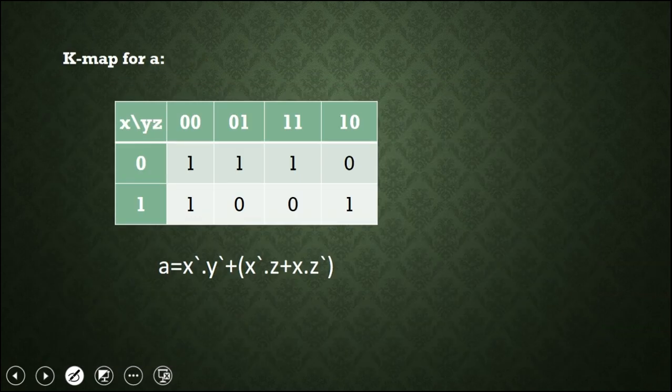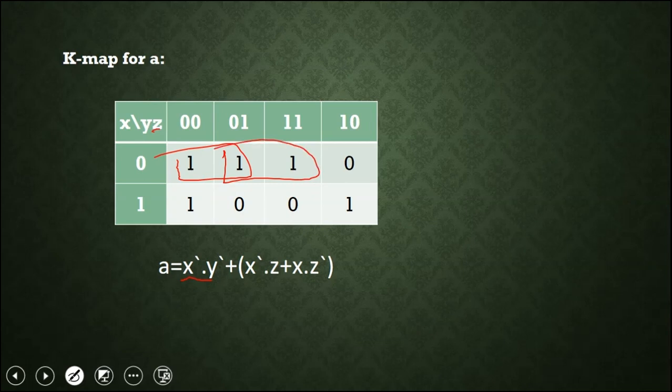Now start making the K map for all outputs. Now start grouping the number of ones for this output. This will be the first group. Now look for the changing output bit in this group. The changing bit for this group is Z. So the resulting logic for this group will be X complement Y complement.